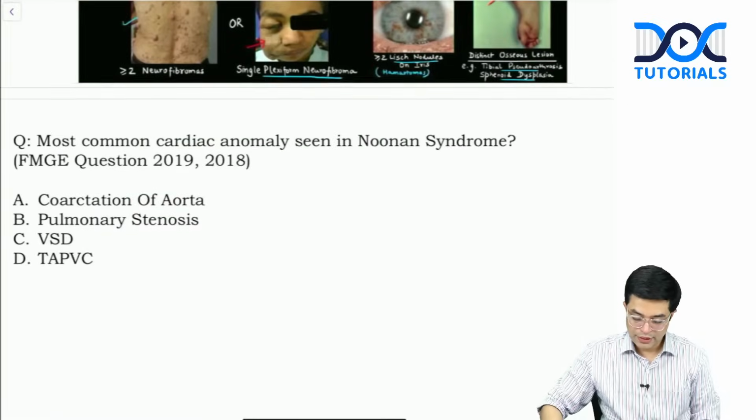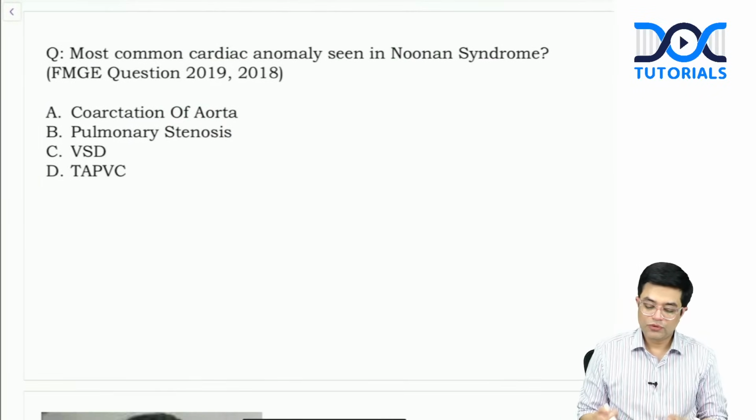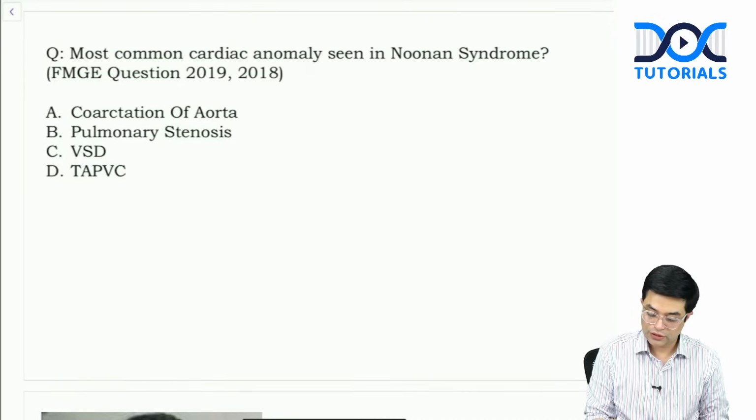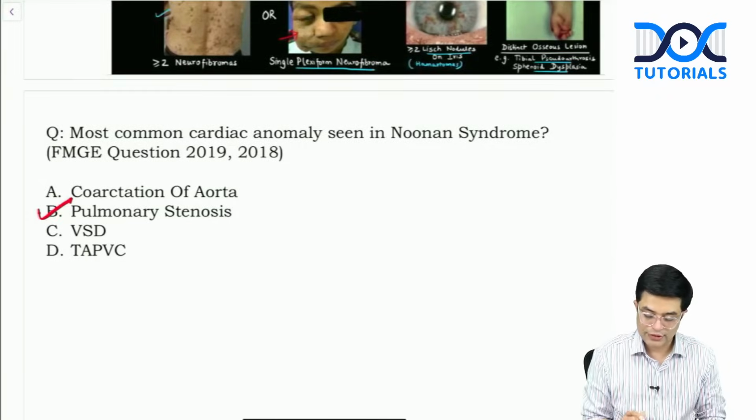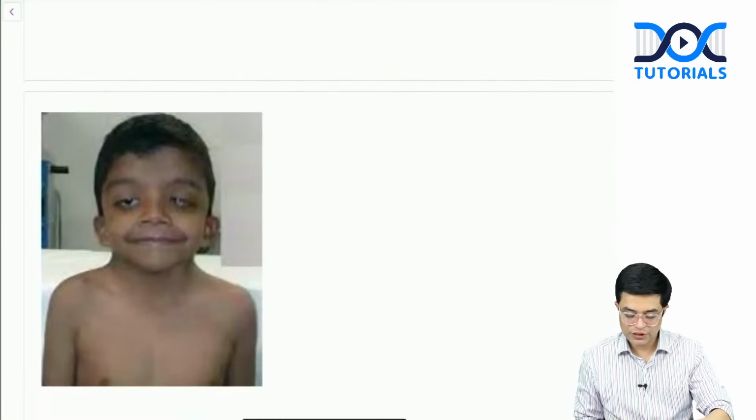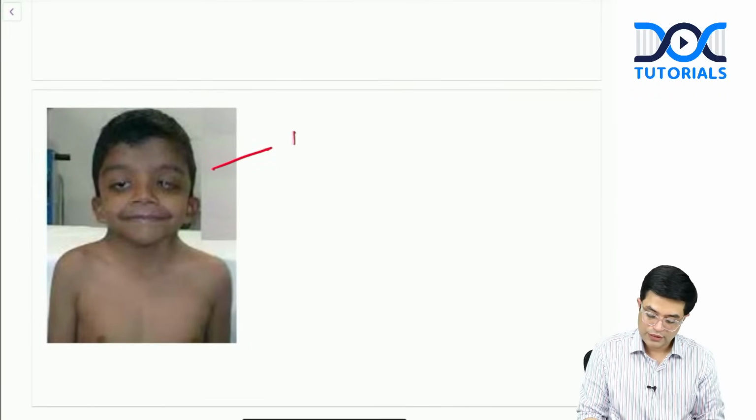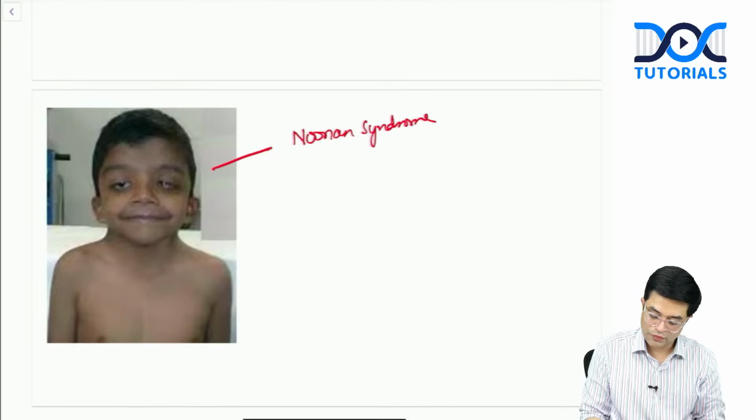Most common cardiac anomaly seen in Noonan syndrome. ये 2 बार question आया already. So the most common cardiac anomaly seen in Noonan syndrome is pulmonary stenosis. This is a Noonan syndrome child. Noonan syndrome resembles a patient with Turner syndrome, but it arises due to PTPN11 gene mutations.